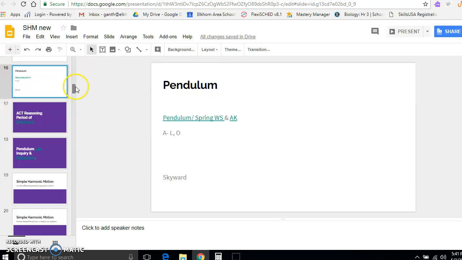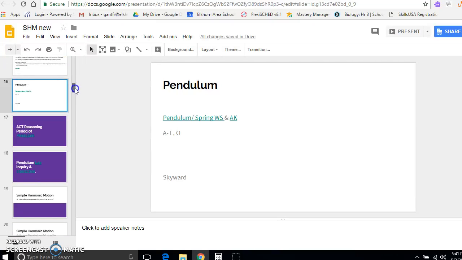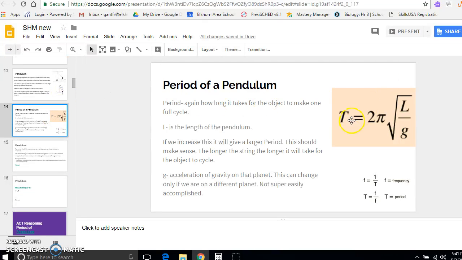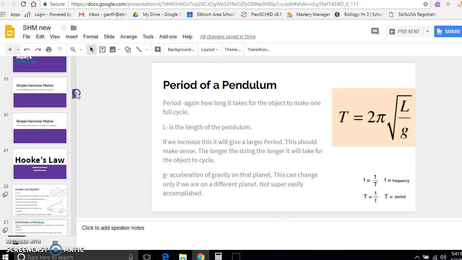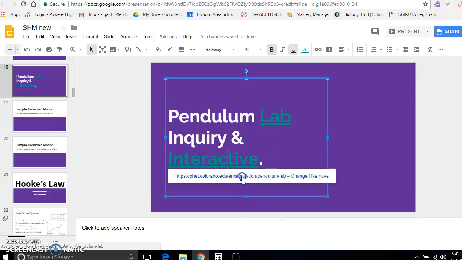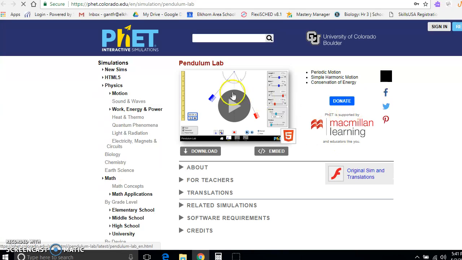And when you're all done with all of that, it's really great work for the period of the pendulum. You should fully understand how the equation works, how the period is impacted by 2 pi square root of the length over gravity overall. There is something additional you could do, which would be this inquiry lab and activity, or actually this interactive. You can go on.